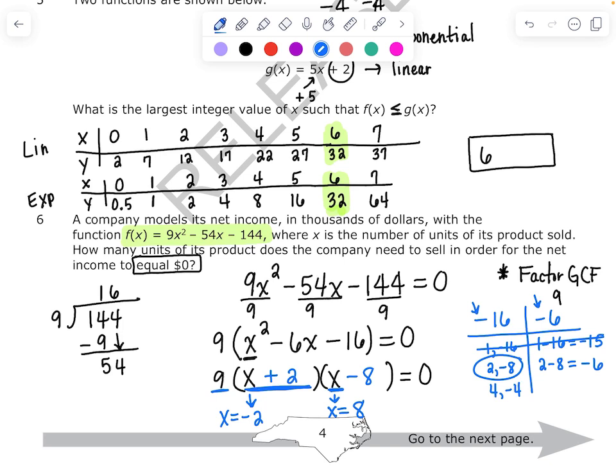Remember, let's look back at the question. We have two possible answers. We have a -2 and a +8. How many units of its product, so I'm going to underline this, how many units of its product does the company need to sell in order for the net income to equal 0? So when we solve quadratics, sometimes the negative value is going to be extraneous. It's not going to work for the context of this problem. We cannot sell negative units, so -2 is out, and our best answer is 8 units.